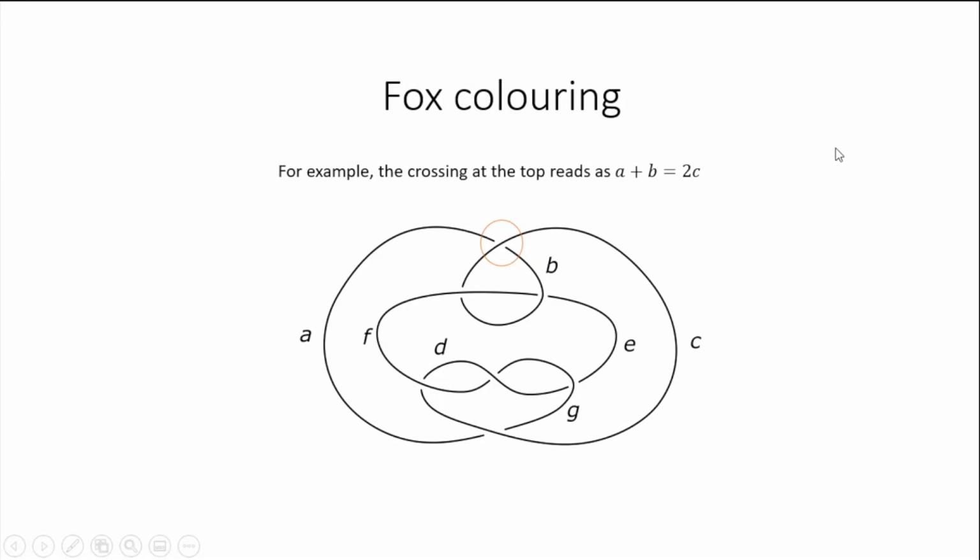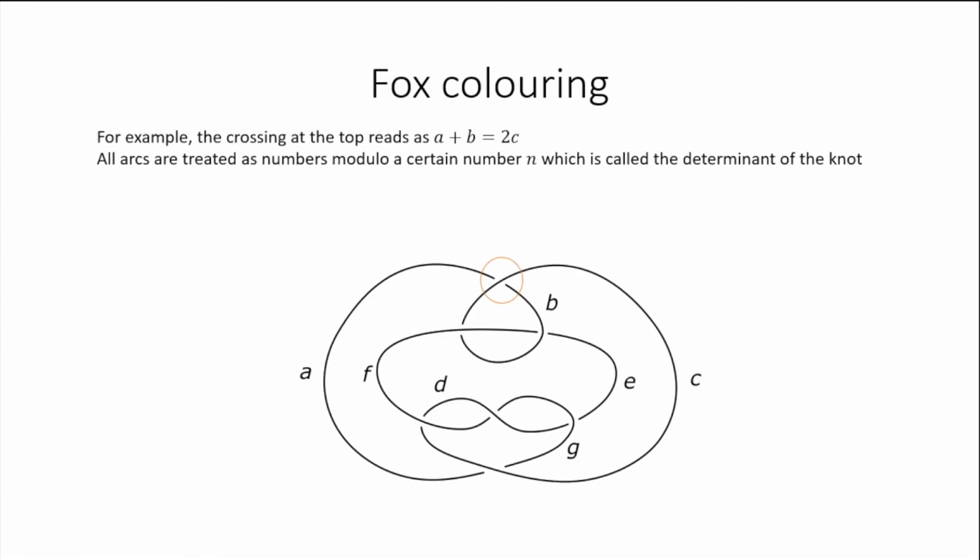And after that, take all these relations and just solve them and find the values of all the numbers A, B, C, and so on. To do that, you will need to work in modular arithmetic, modulo a certain number n. If you choose n correctly, then you will be successful at solving all these equations and finding the values. And this number n is called the determinant of the knot. So this is one concept, which is a very simple example of a quandle.